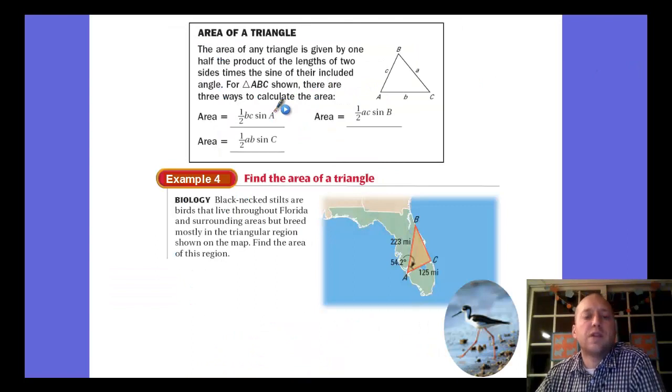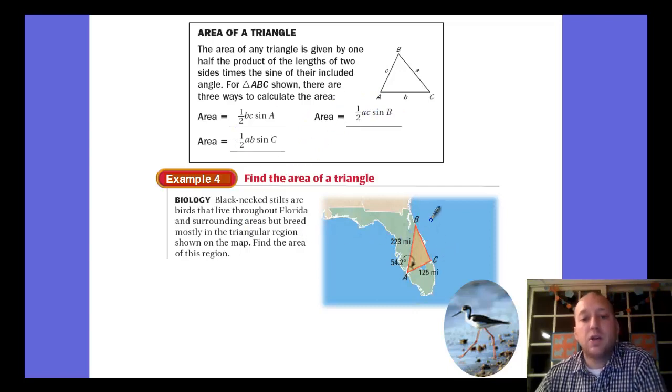The last situation is how to find the area of a triangle. And there's 3 possibilities here. For all 3 of these, you're given some angle and the sides adjacent to that angle. So you look at the formula, we're given a side, another side, and the angle between. Side A, side C, and the angle between, B. So that's how these formulas are written.